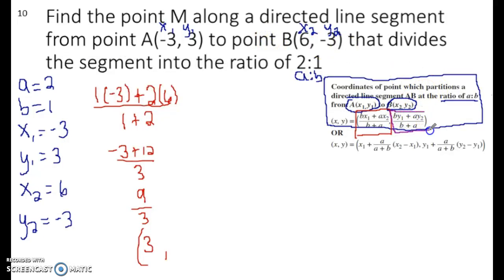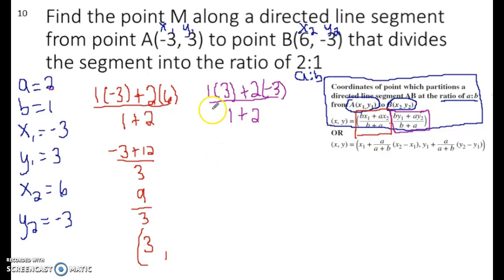So now I'm going to find the y portion. So it says b times y1. So I'm going to come over here. My b is 1. My y1 is 3. So 1 times 3 plus a times y2. My a was 2. My y2 was -3. All over b plus a. So 1 plus 2.